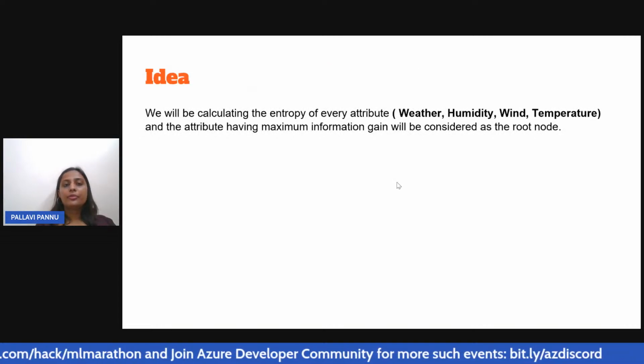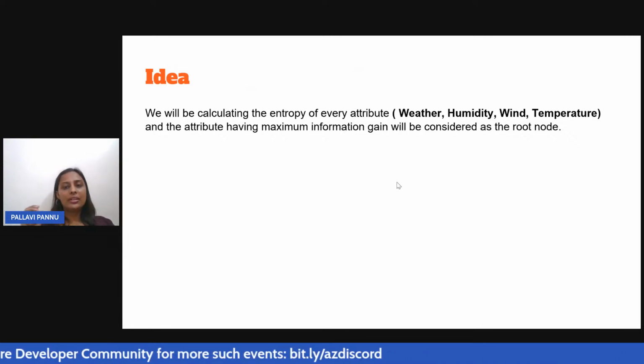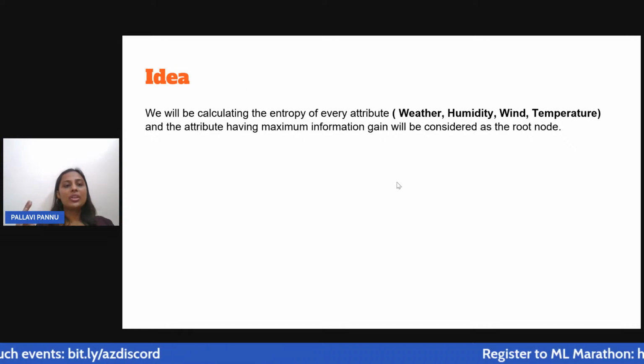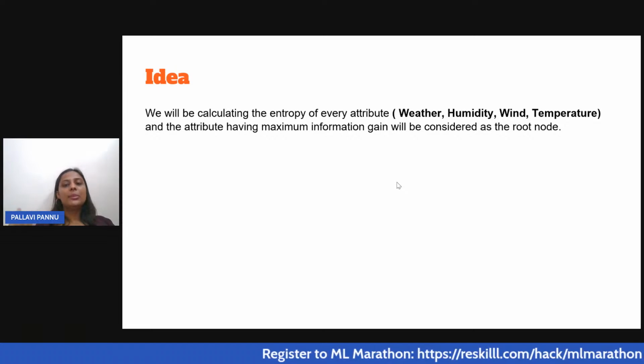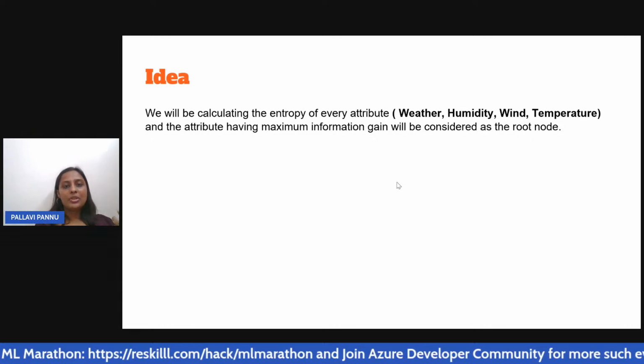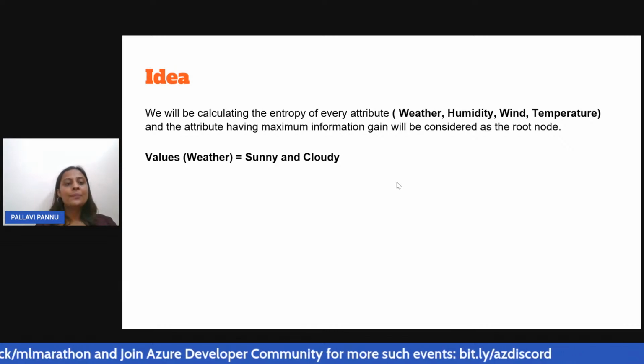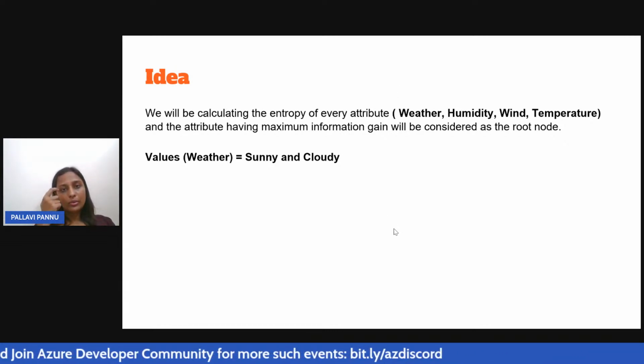So for that example, we will be calculating the entropy of every attribute. I will calculate humidity, wind, temperature. And the attribute having maximum information gain will be considered as the root node. Now you might be confused about what information gain is. I'll explain information gain in the next slide. There's a formula. So let me go through one iteration with the values of weather.